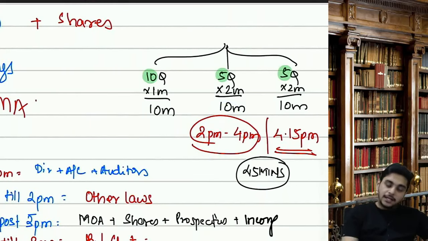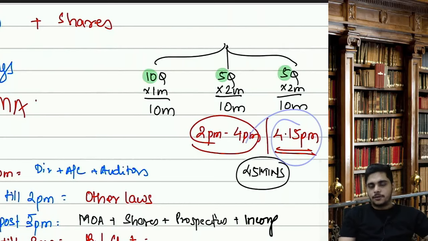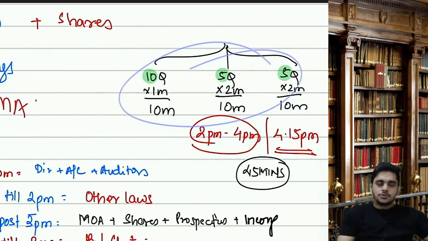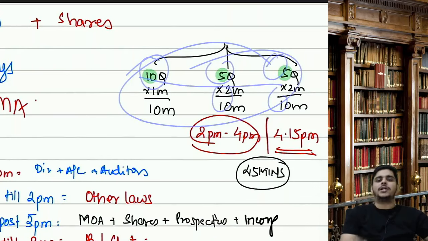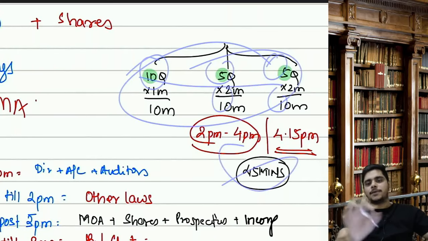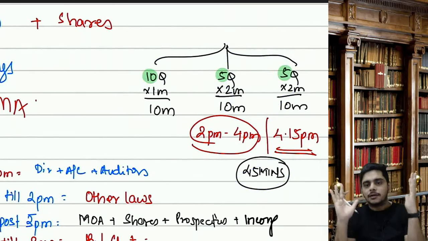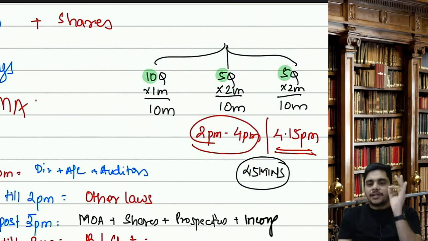Then aim for 4 p.m., by 4:15 it will be done. For the last 45 minutes, from 4:15, you'll do the MCQs. Close to 10 questions are for 1 mark, 5 questions for 2 mark, 5 questions for 2 mark. So close to 20 questions in 45 minutes, about 2 minutes per question. It is easily done. The paper gets completed very easily.